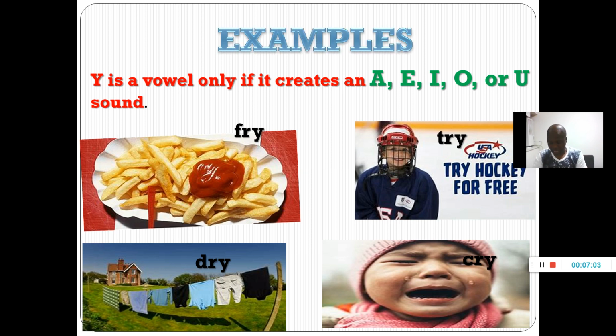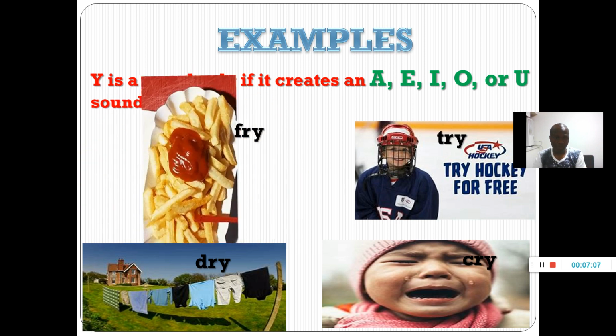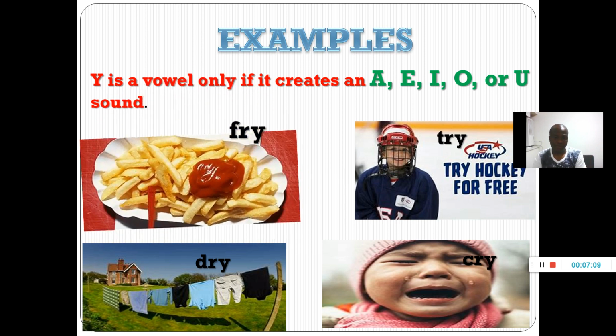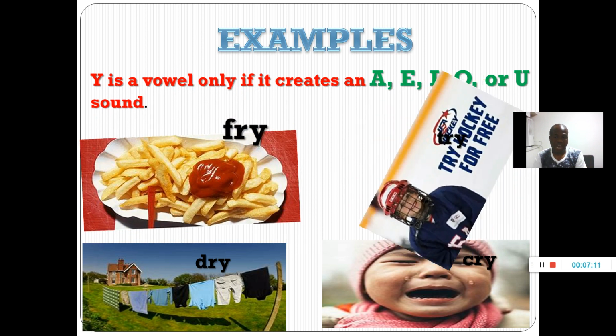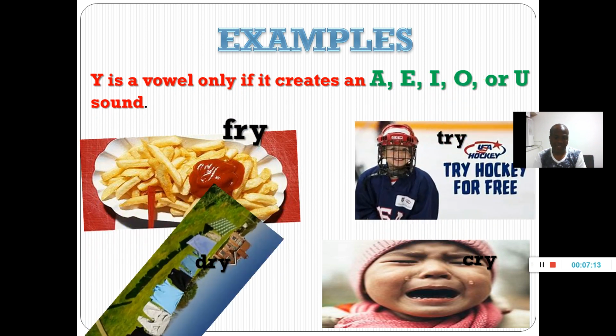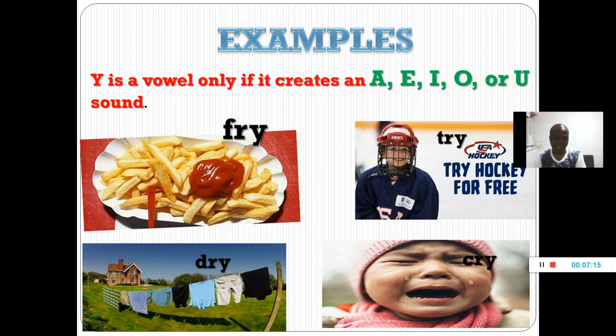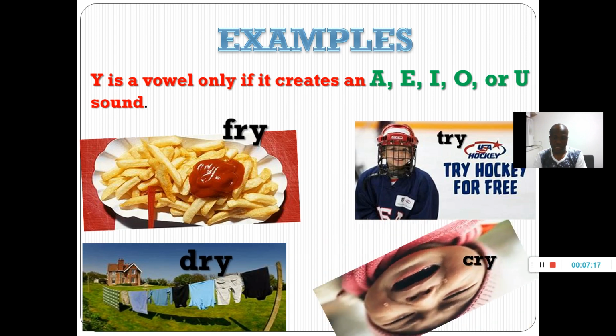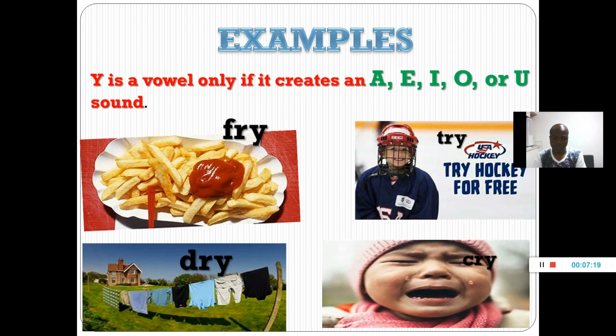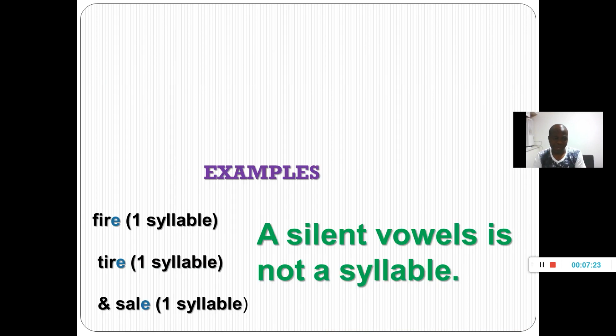So we've just looked at our examples. Let's move on. Fry, it makes the I sound. Try, it makes the I sound. Dry, it makes the I sound. And also cry, it makes the I sound. Therefore, Y is a vowel. So we're looking at some examples.